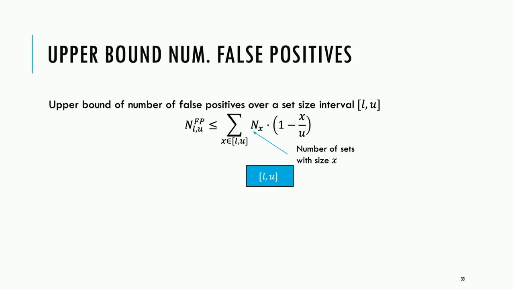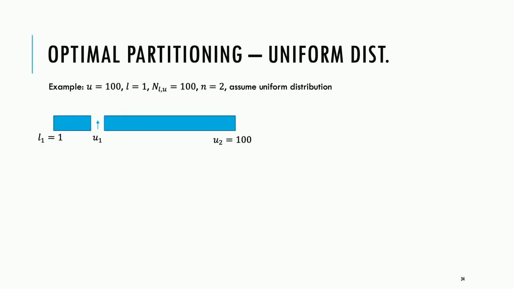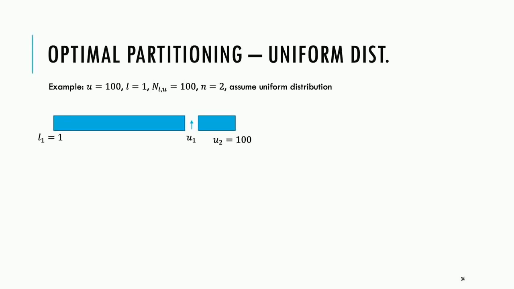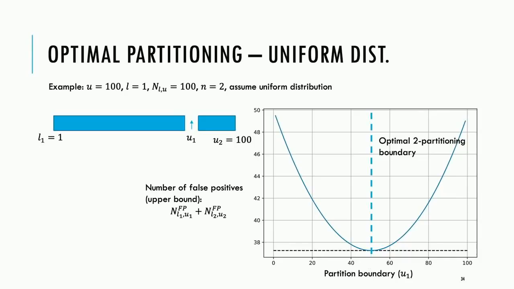So in order to optimize the partitions, we derived a formula to compute the upper bound of number of false positives coming from each partition, given the size interval. So using this formula, we can try to solve a small example. Let's say I have 100 sets and with uniform distribution of set sizes from 1 to 100. Now, I want to create two partitions. So by looking for the location of the boundary, we want to find the best boundary that gives us the smallest number of false positives. And the result is shown in this plot. So the x-axis is the partition boundary, the middle line here. And the y-axis is the number of false positive upper bound. So by sliding it over these possible values, we find that the optimal two-partition boundary is around 50.